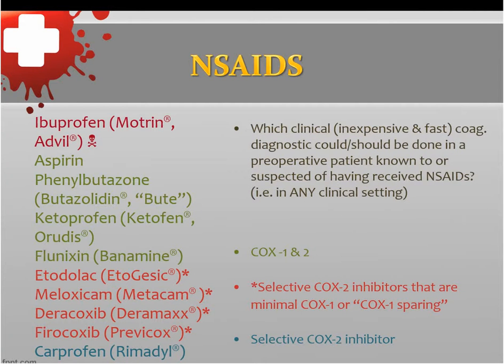So, which clinical, inexpensive, and fast coagulation diagnostic could and should be done in a preoperative patient known or suspected of having received NSAIDs? This is going to be, in any clinical setting, a test that we can do easily. It would be a buccal mucosal bleeding time test. It would be inexpensive, fast, something we could do in-house to give us an idea if there are any clotting factor issues that we need to test further.